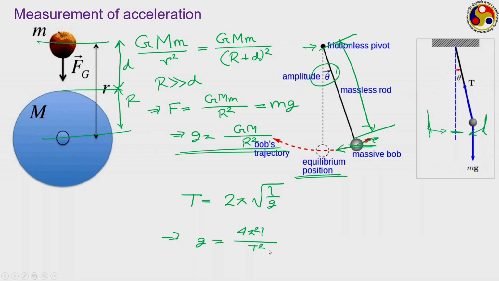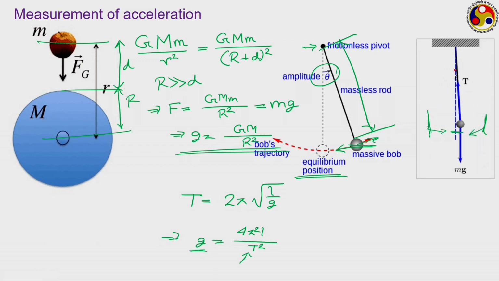Generally, at a school level laboratory or any other situation, we measure the length of this rod or thread, and we do the experiment to get the value of T. Generally, we repeat the experiment for several runs to get an average value of T. From there, you can get an average value of g.